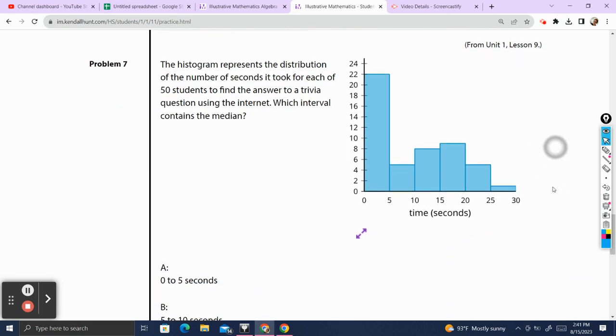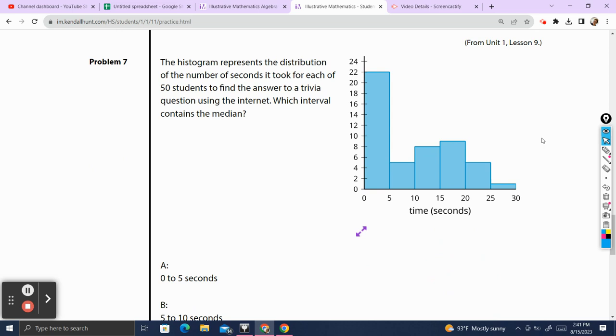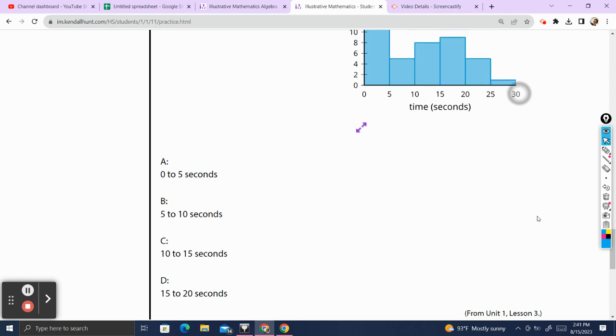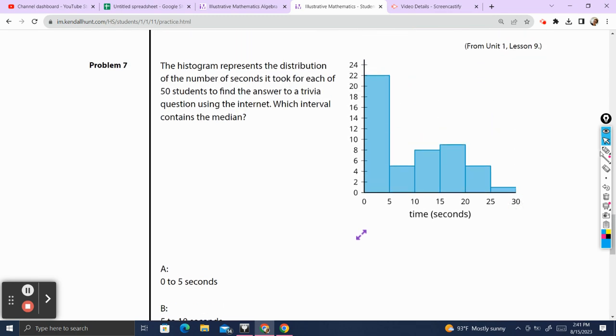Problem number 7. The histogram represents the distribution of the number of seconds it took for each of 50 students to find the answer to a trivia question using the internet. Which interval contains the median? So we have this distribution here, and we want to know where is the median. So let's think of how many values are in each one. Let's switch the color here.